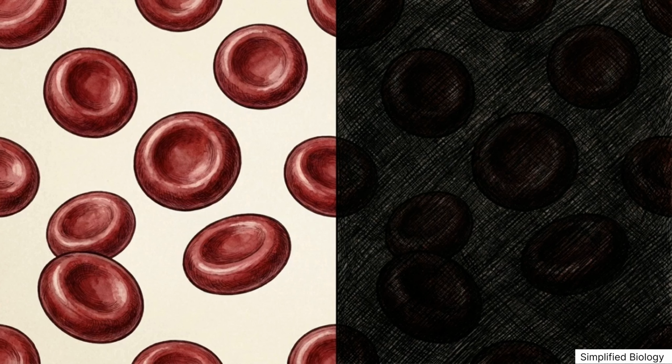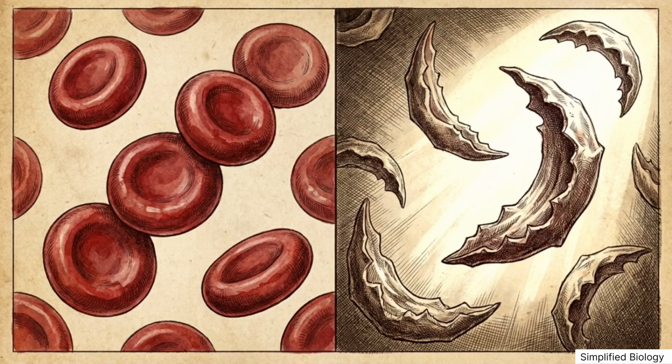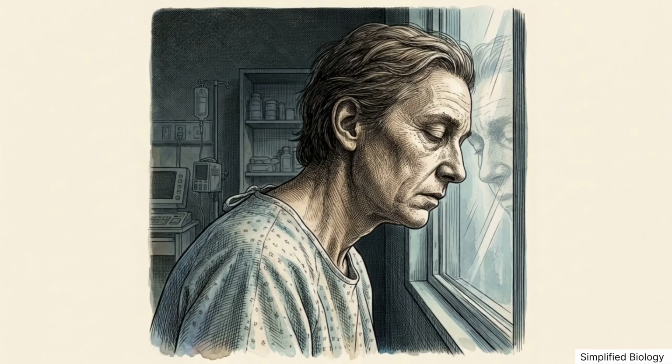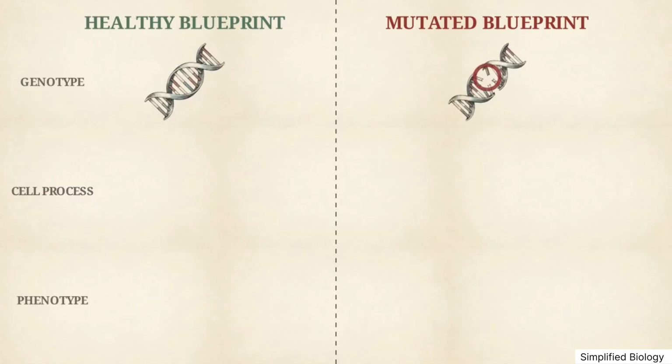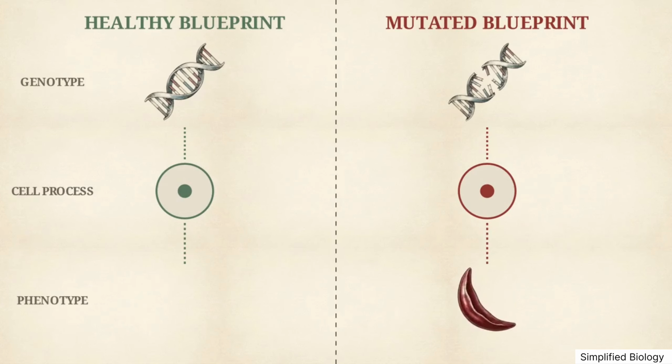Take a look at these cells. On the left, we see healthy, round red blood cells. On the right, those same cells take on distorted, crescent-shaped forms. The contrast in physical structure is stark, and the biological consequences for the organism are severe. This raises a specific question. What mechanical failure causes a biological system to construct such a distorted structure instead of a healthy one?